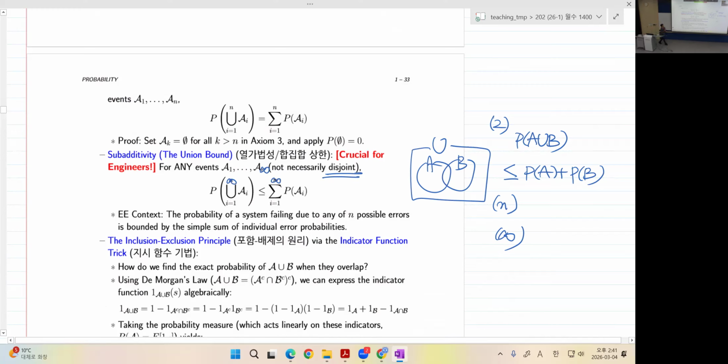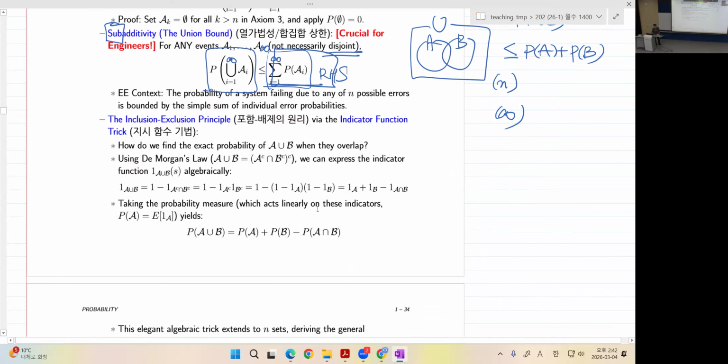Got it? This is called sub-additivity, kind of an inferior version of countable additivity. And this right side, or right-hand side, is called the union bound. Union is bounded by this number. Probability of union is upper bounded by the sum of the probabilities. That is called the union bound. And also about the inclusion-exclusion principle, you may prove it using mathematical induction, but you may use the indicator function as I introduced here, and using that idea, very, very interesting.